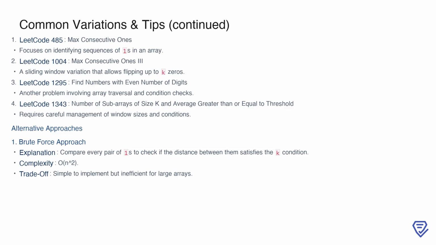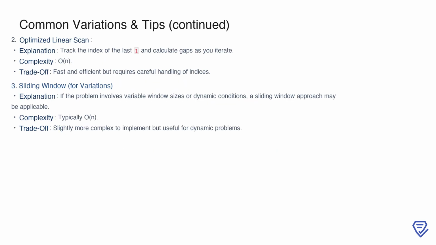Alongside these, it's worth comparing alternative approaches to this problem. For instance, the brute force method involves comparing every pair of 1s, which is simple to implement but has a time complexity of O(n squared), and becomes impractical for larger inputs. A more efficient solution uses an optimized linear scan. Here, you track the index of the last one as you iterate through the array. This allows you to calculate gaps between 1s in O(n) time while avoiding nested loops. The trade-off is that you'll need to handle indices carefully to ensure accuracy, but the performance boost makes it worthwhile.